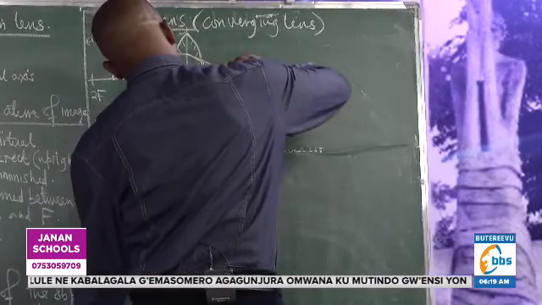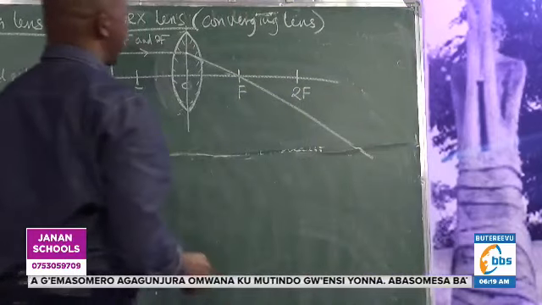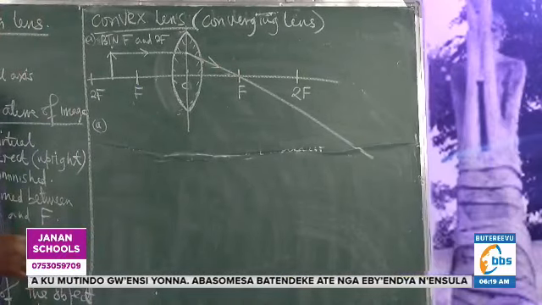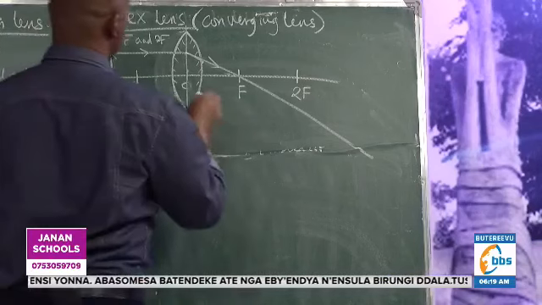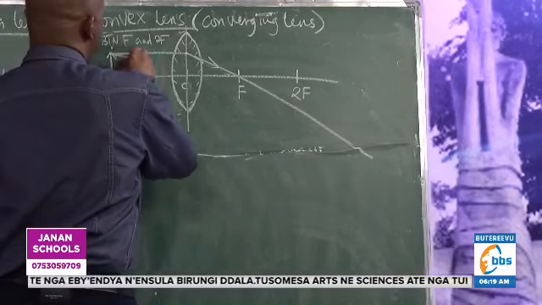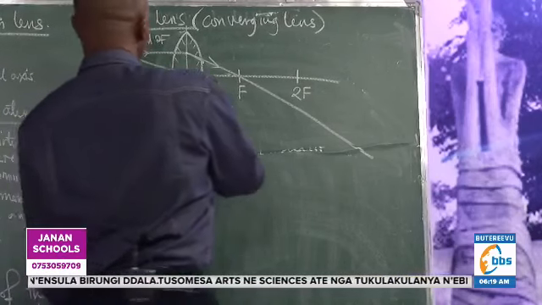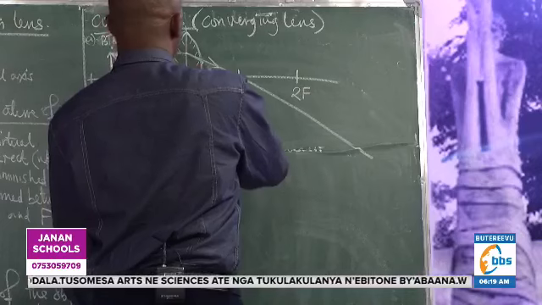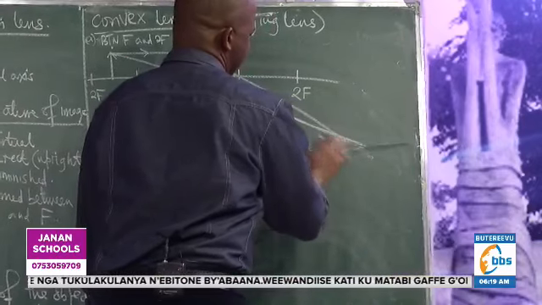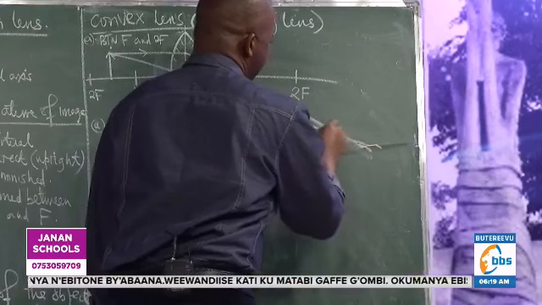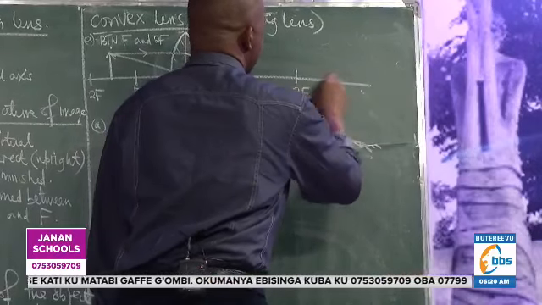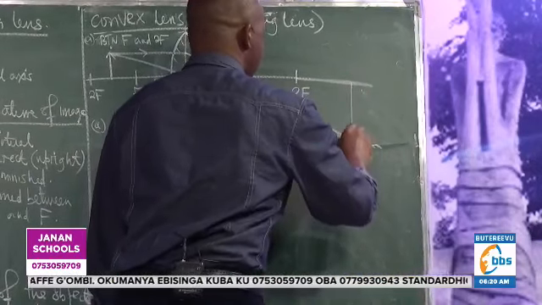Remember, I told you I am using a freehand, but I expect that candidates must use a ruler, and I am simply going to sample a few of these ray diagrams. Two rays at maximum should be able to give us the image. We have another ray that passes through the optical center, and this ray is continuous until there is an intersection of the two light rays. I want to emphasize to the students in this lesson that this must be drawn using a ruler.